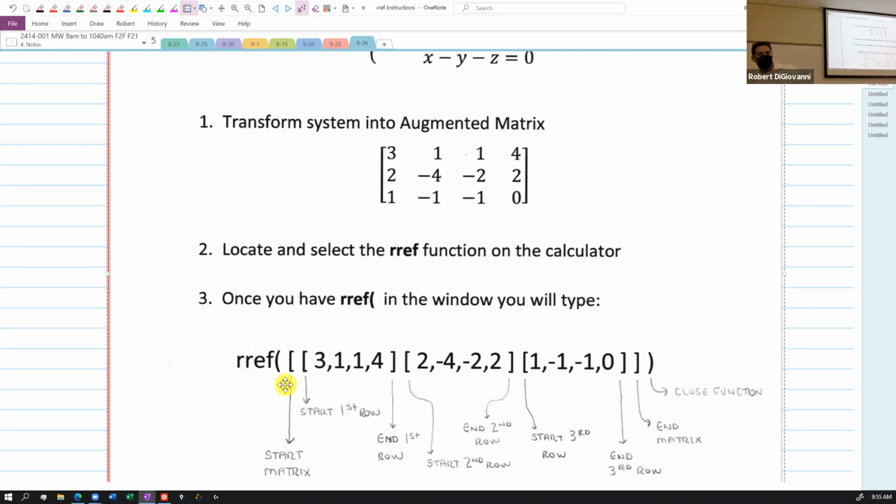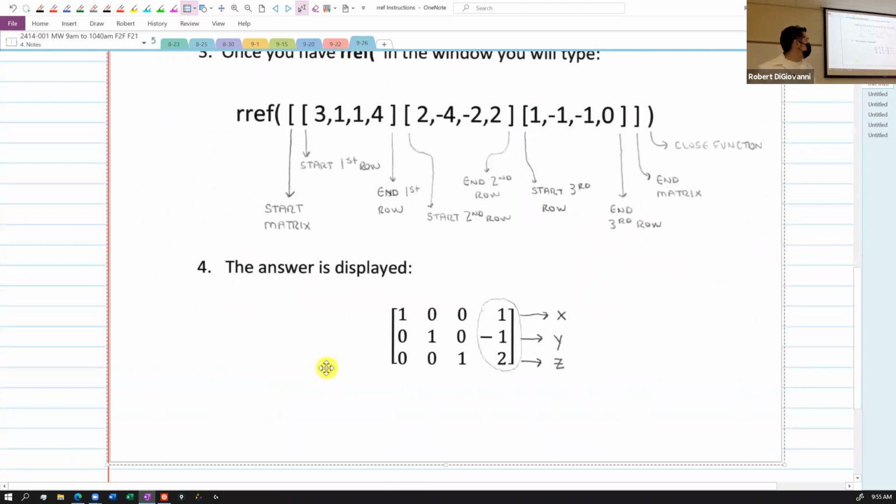Who has questions? When you're done, you should see something like this. You got it? 1, -1, 2. So if you get that answer, go solve the system that we were working on. Anyone have questions or need help?